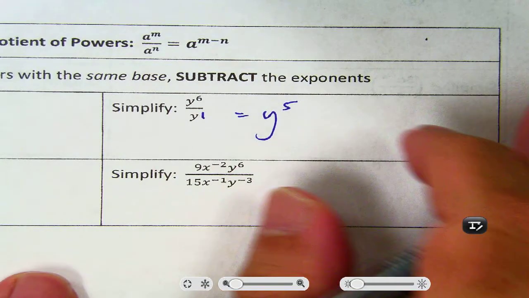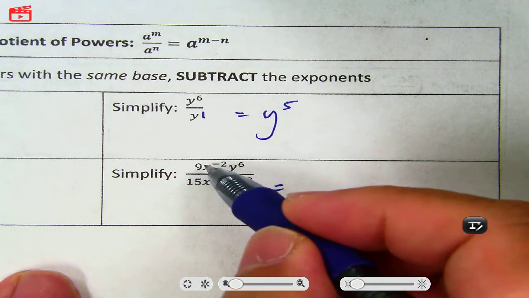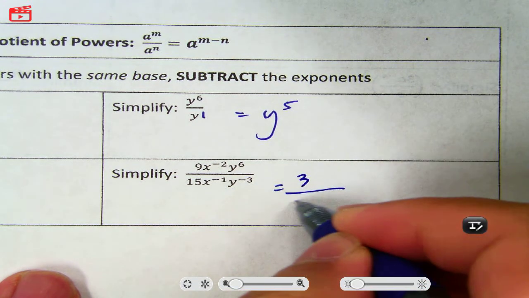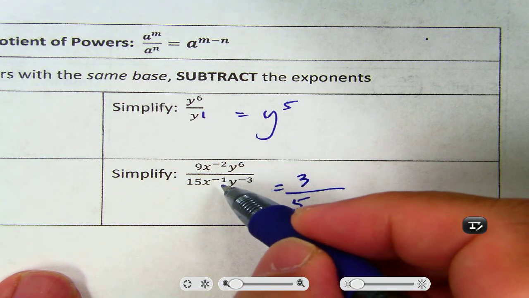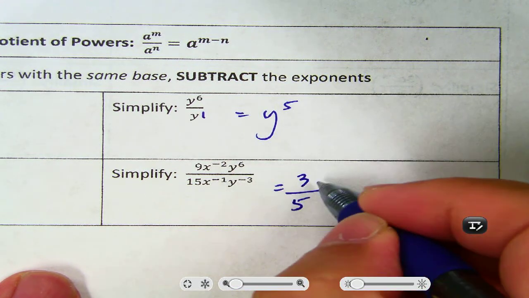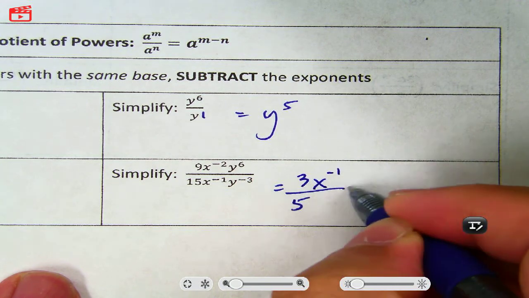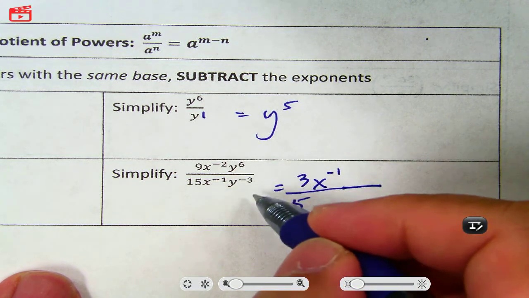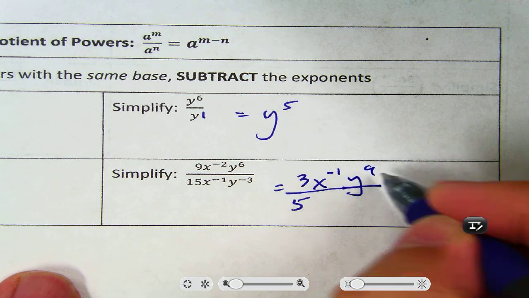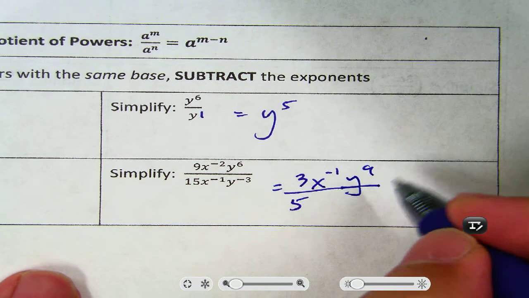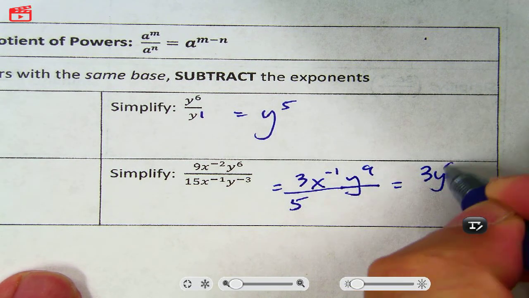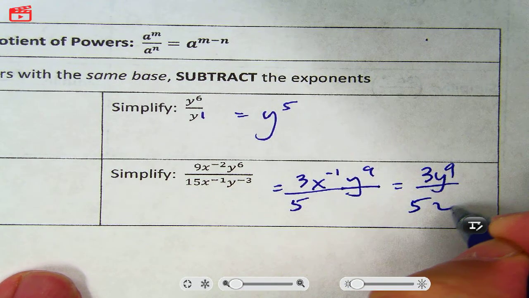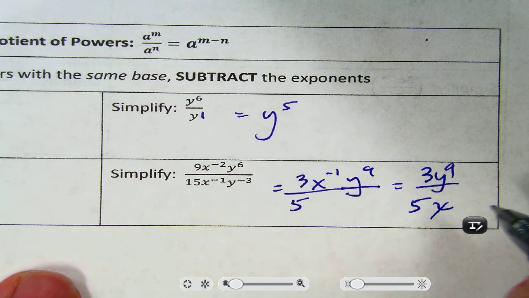It doesn't have to be positive exponents. So here, I'm going to first reduce to 9/15, so it'll be 3/5. And this is negative 2 minus negative 1, which is negative 1. 6 minus negative 3 is 9. So be careful of your signs. Now, you're not allowed to leave a negative exponent. So that x to the negative 1 goes to the denominator and becomes a positive exponent of 1. All right, that's it. Moving on to the back.